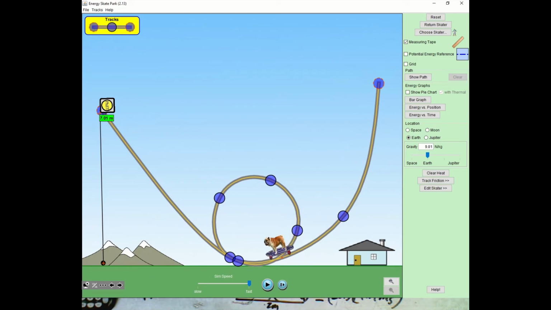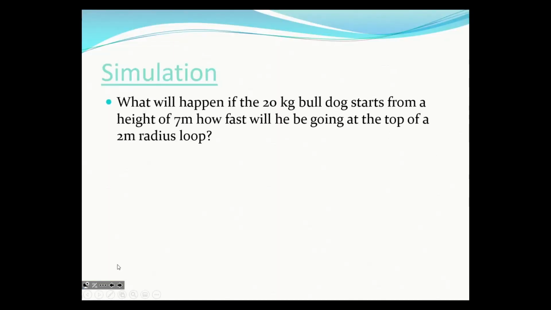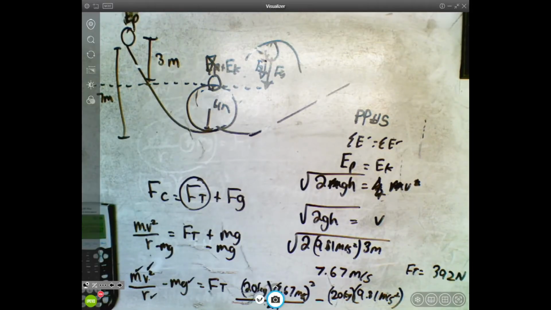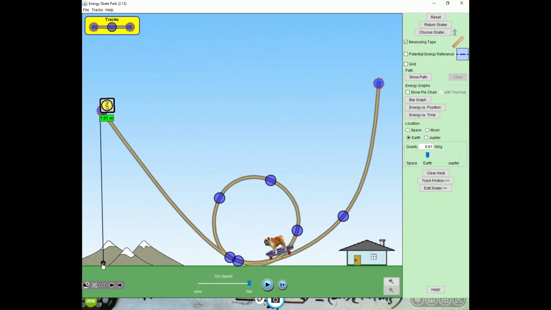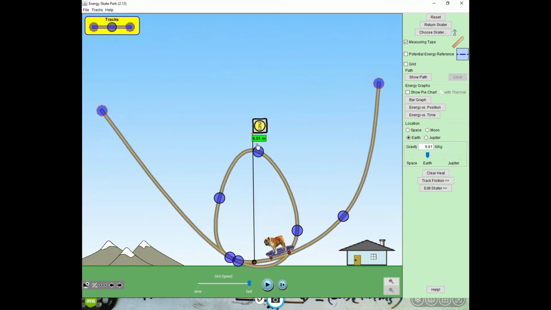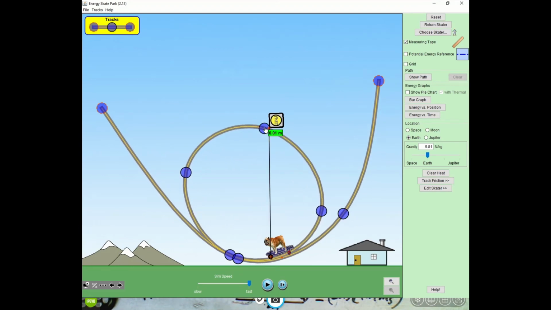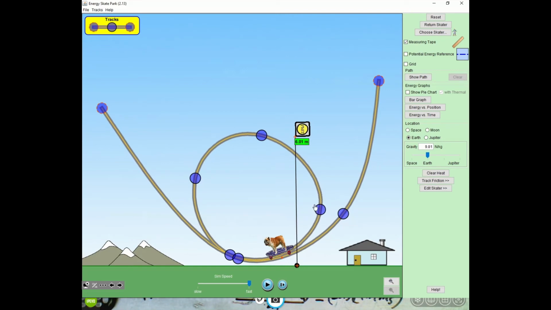So we're going to make a little bit of a change. So what will his apparent weight be at the top? Will he make the loop? And what if the radius is increased to 3 meters? So I'm going to take this simulation, and if the radius is 3 meters, then my diameter is 6. So I'm going to make it a whole lot bigger. So this is 6 meters.